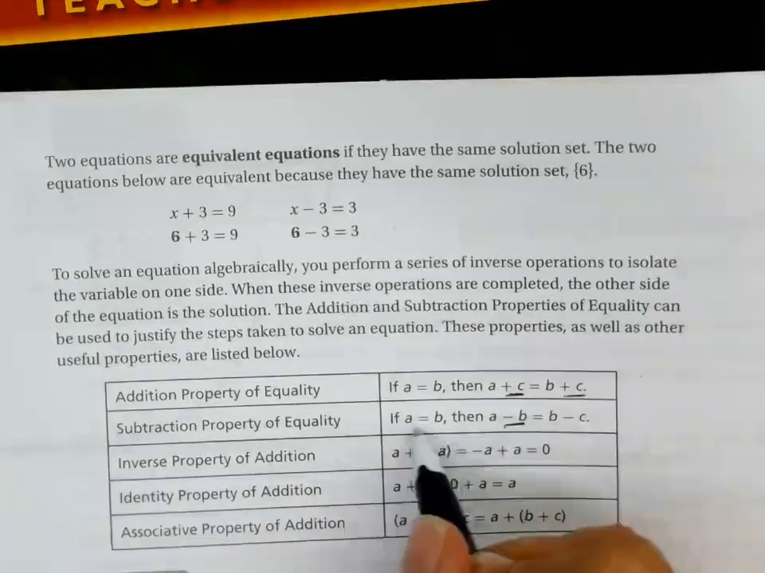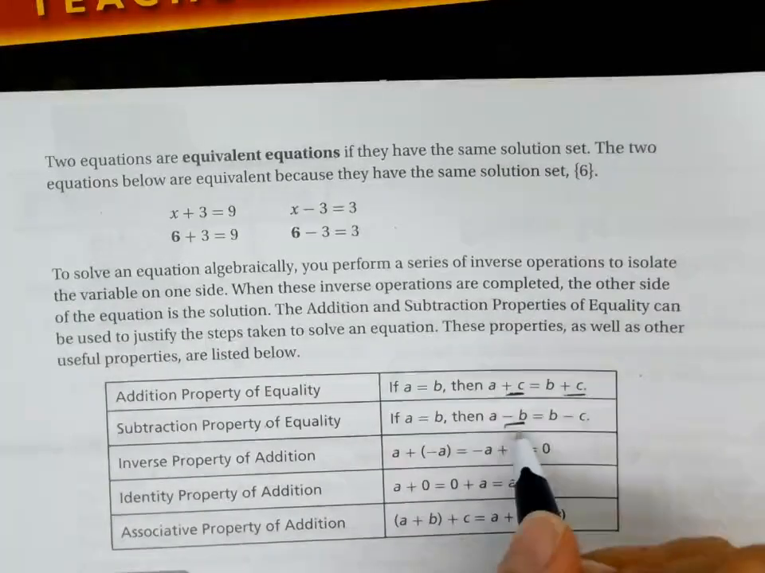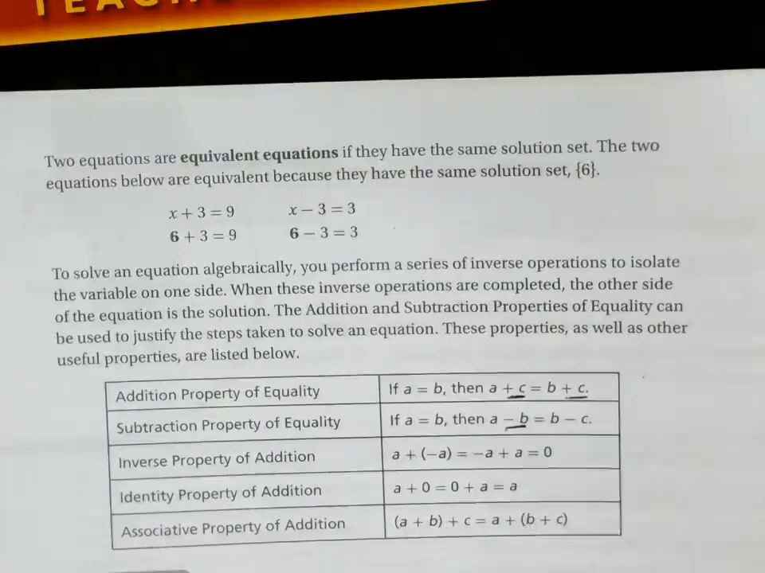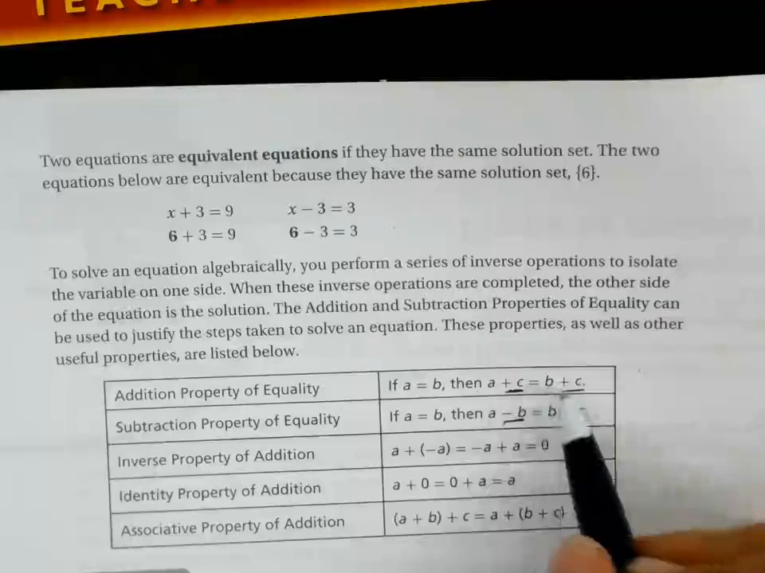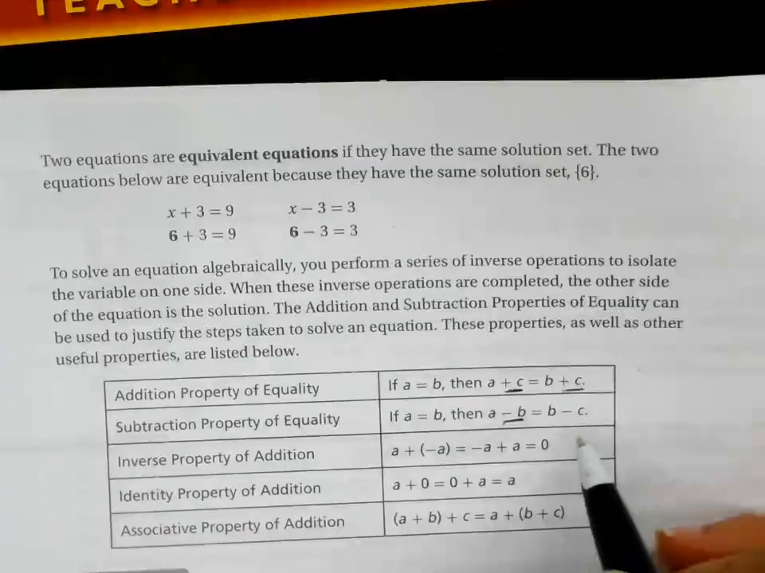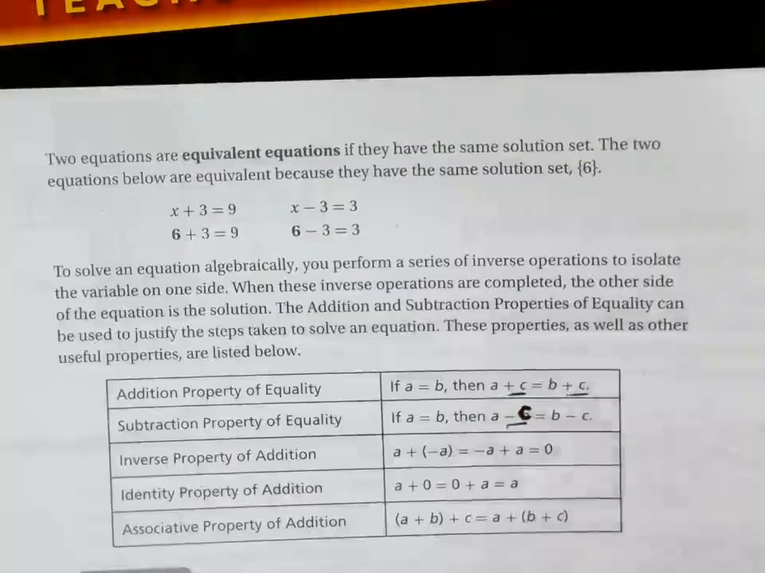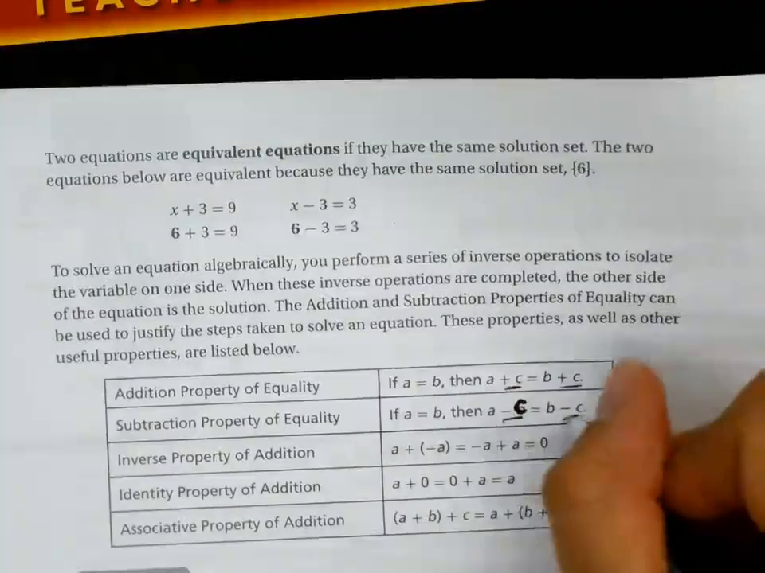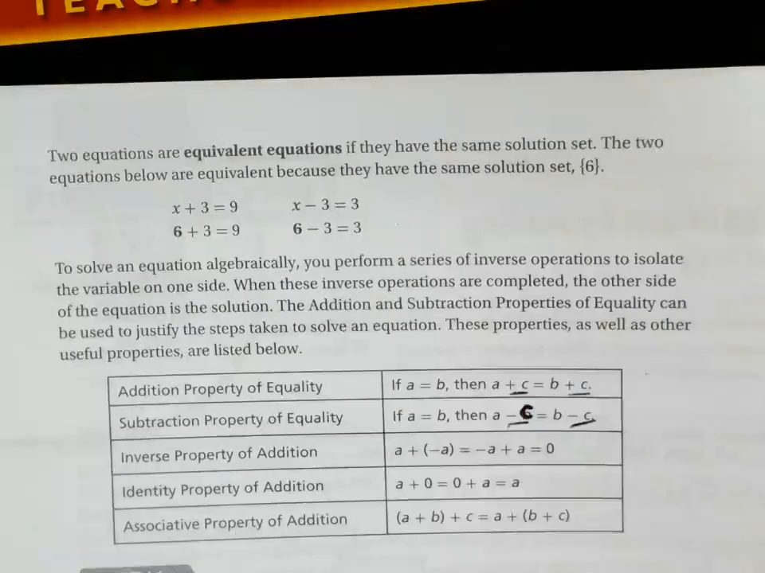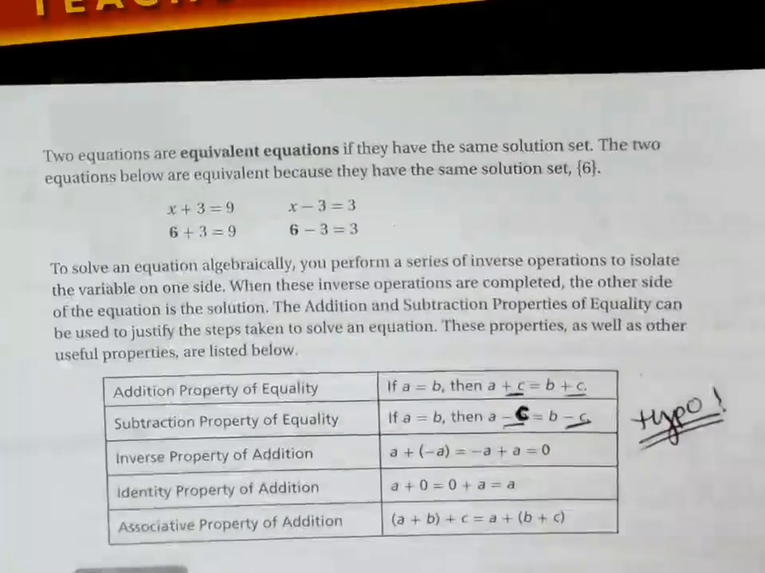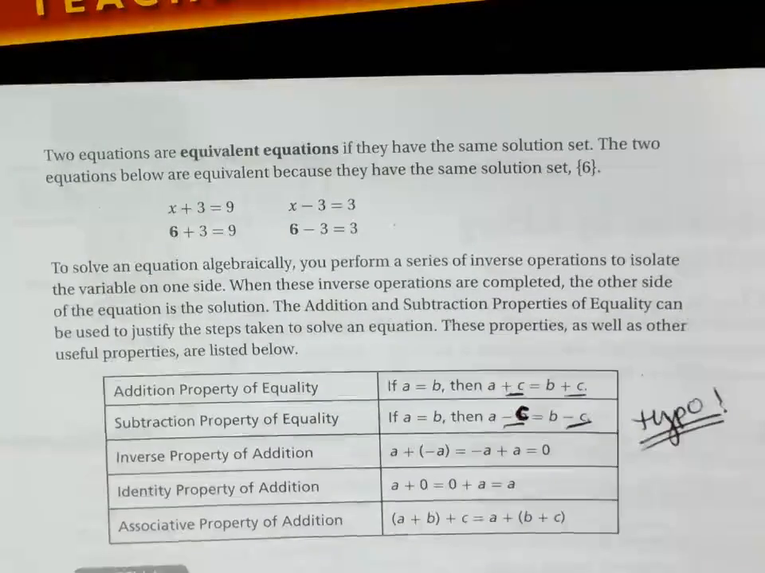So if A equals B, then A minus B, what? That is not accurate. So this should have been A and B. You're adding the same thing to both sides. This, you should be subtracting the same thing from both sides. This should be a C. This is a typo. A minus C equals B minus C. You're subtracting the same thing from both sides. Then it is balanced. It is equivalent. Fix that typo. The textbook publishers do not like to proofread their materials.